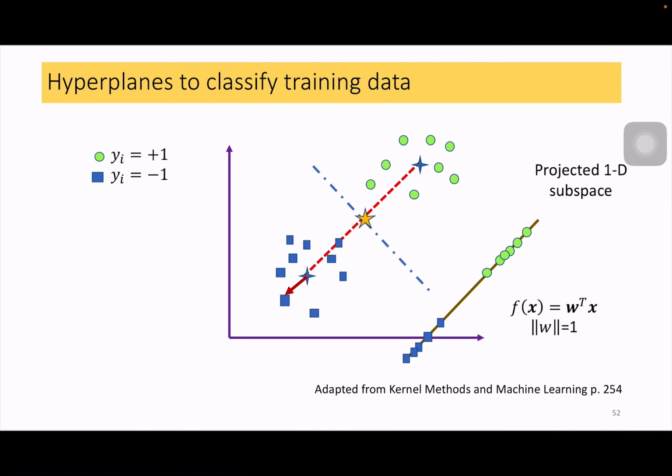So hyperplanes are classified in training data where yi equals plus and yi equals minus. Yi plus is the green, yi minus is the other class. So it's projected in a 1D subspace, and then in between you see a star, which is where you can actually place the boundary for classification.